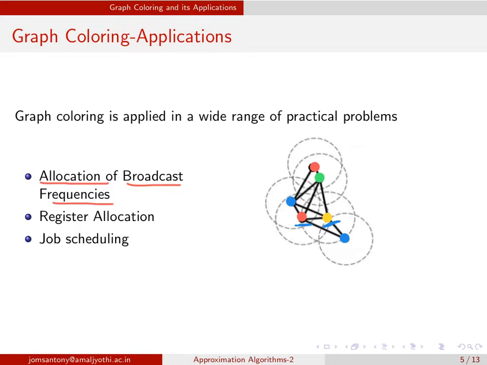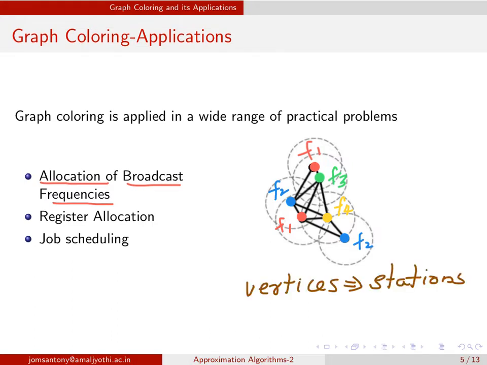Remember that the colors here refer to frequencies. For instance, the red color may represent a frequency, say F1. The blue color may represent a frequency, say F2. And green color, F3. And yellow color represents F4. It is very important to note that the vertices here represent stations and colors represent frequencies.